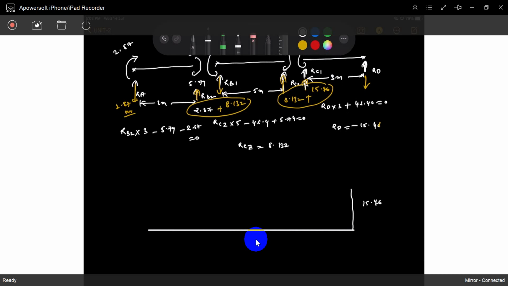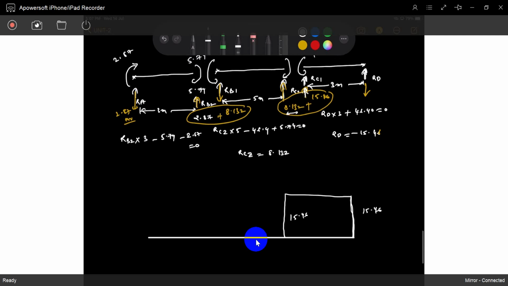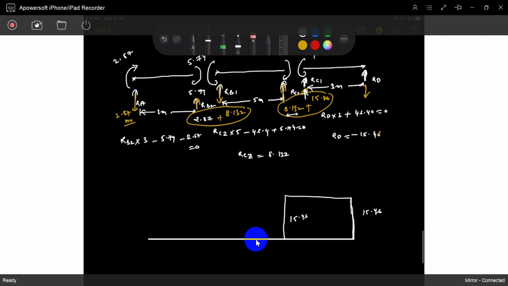So how will we write it? If it is 15.46, there is no shear force at all. There is no change at all. So we'll write that there is no change at all. So 15.46, and again it will come to 8.312. It's a top. Understood?